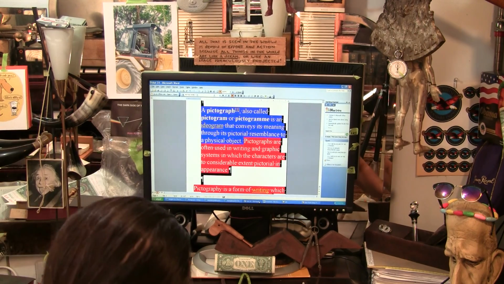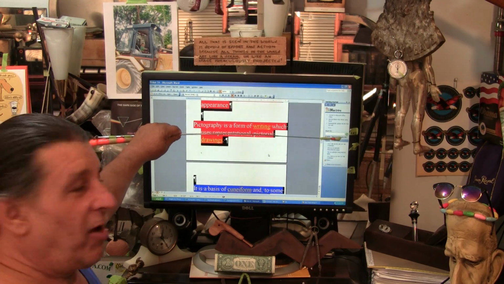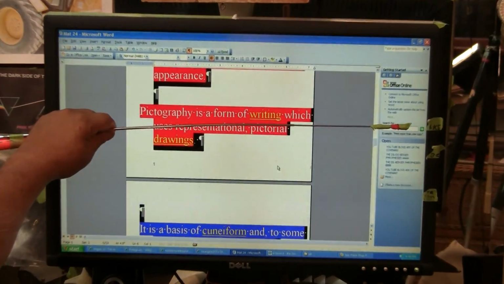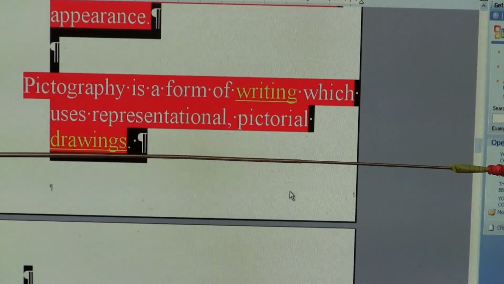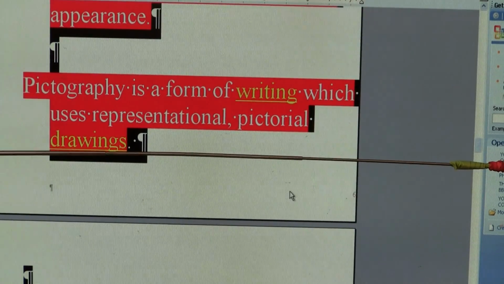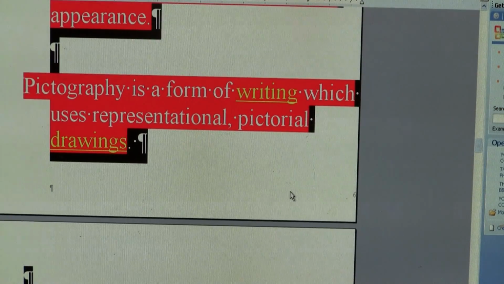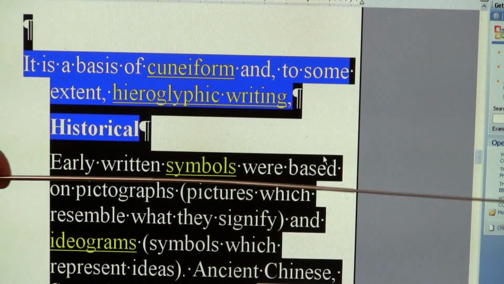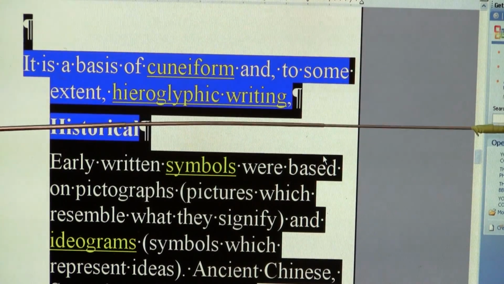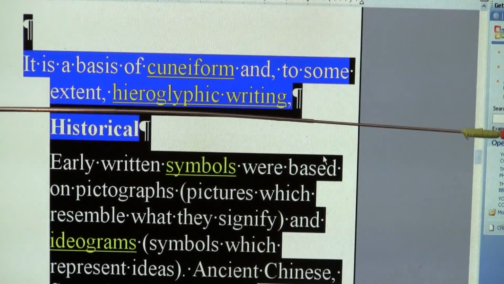And moving back to the screen, a pictograph is also, when you have multiple pictures, a form of what is known as pictography. It is a form of writing which uses representational pictorial drawings. Multiple drawings, multiple representations is called pictography. So the God Pod that I showed you moments ago is actually pictography. I can call it many different names because most people don't know what they mean. There are actual meanings for these things.